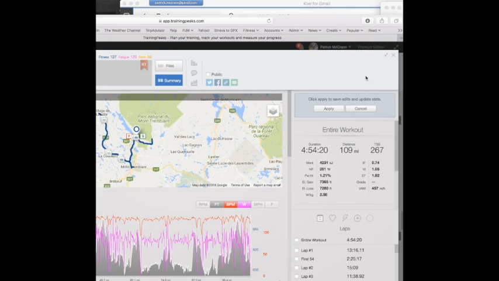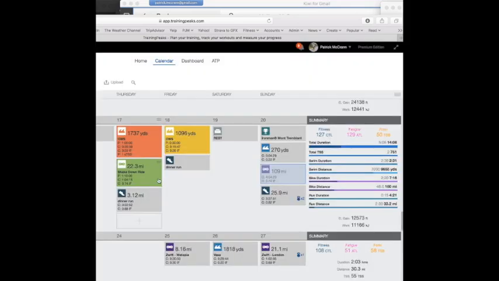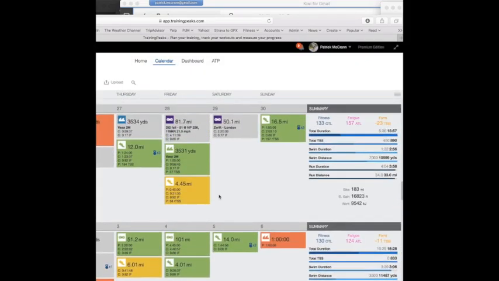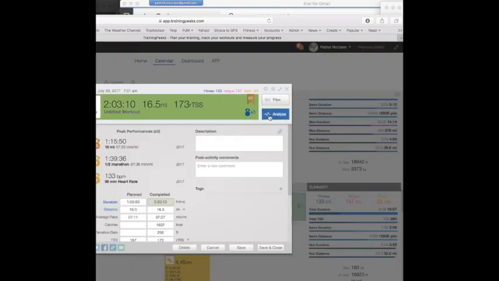All right. Okay. So let's talk a little bit about a long run workout. So this is great. So before I get to a race, let's find a long run. Here's a long run that I did, and let's analyze it.